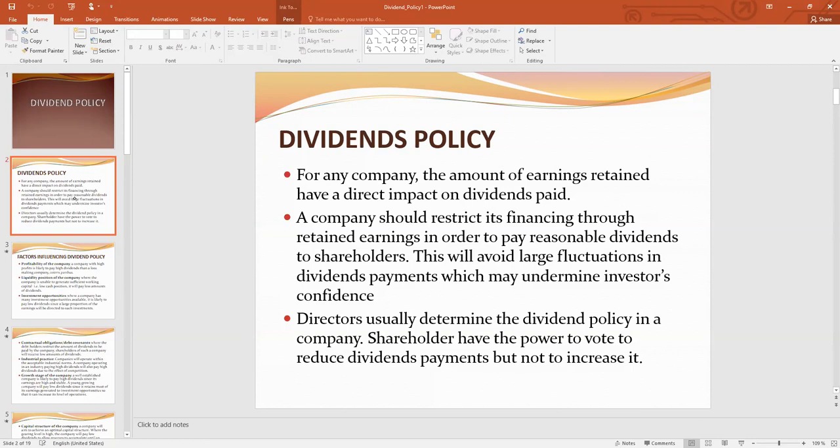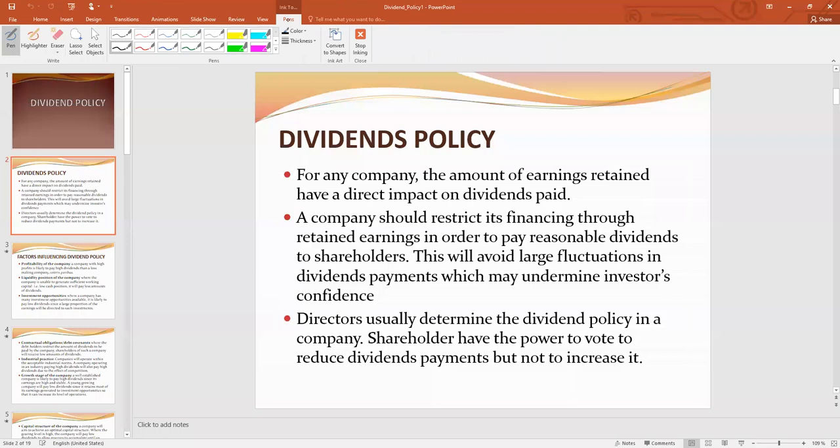A company should restrict its financing through retained earnings in order to pay a reasonable dividend. Should not restrict. Here, the company should not restrict. So let me just put that. So the company should not restrict.